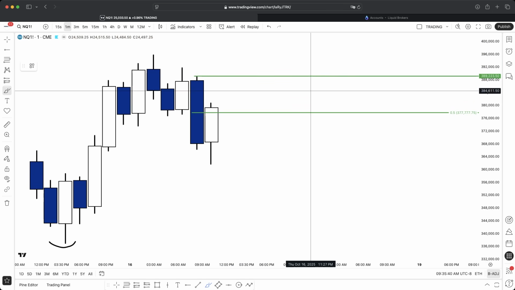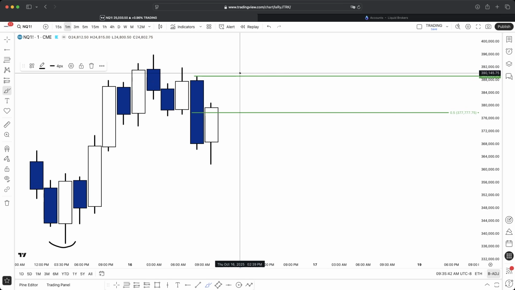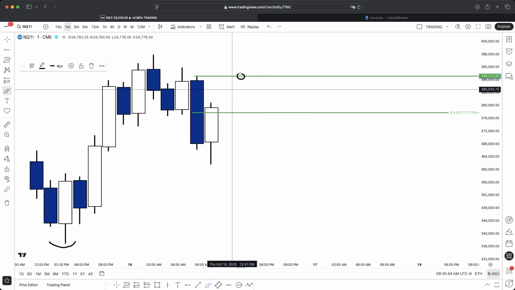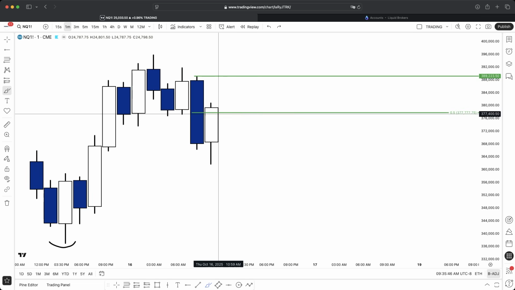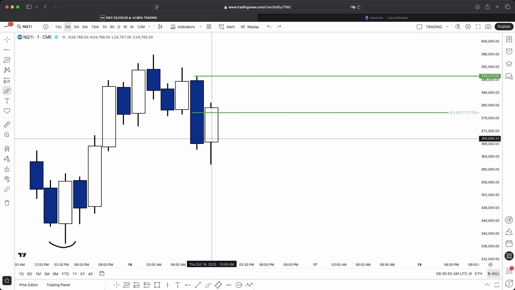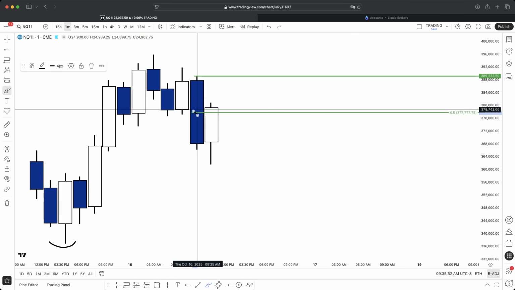So remember, the order block's not technically activated until we trade above the high of this down close candle. However, let's imagine a situation like this. Let's say that this up candle closes above the mean threshold.